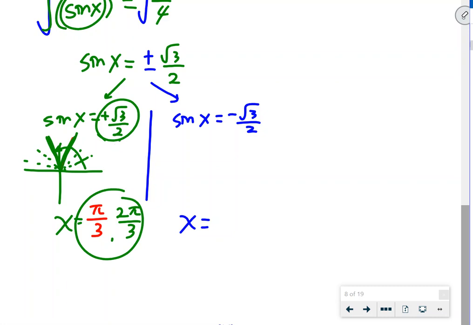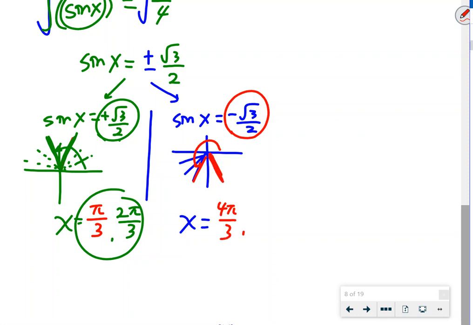How about the negative answer? For the negative answer, you need to look into the unit circle again. Sine is negative in the third quadrant and fourth quadrant. When you think about doing 1, 2, 3, then negative radical 3 over 2 is here and here. So this angle is 4 pi over 3. And the second one, this guy, is 300 degrees, 5 pi over 3.